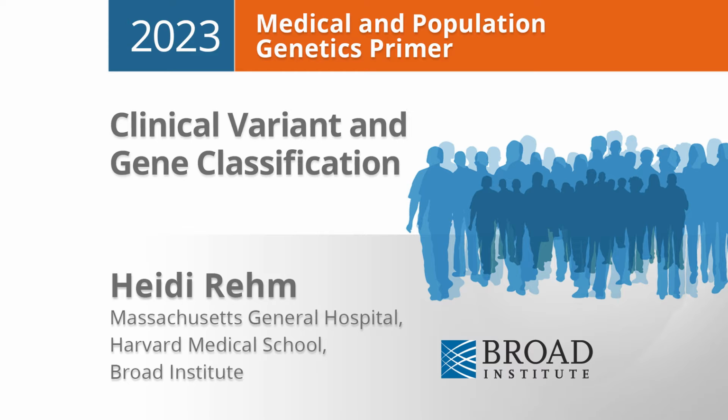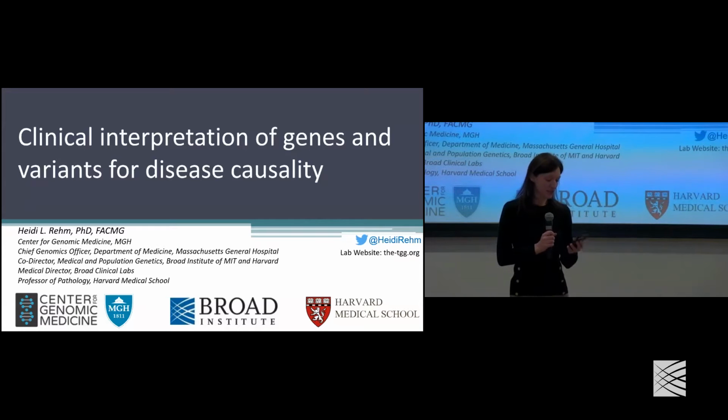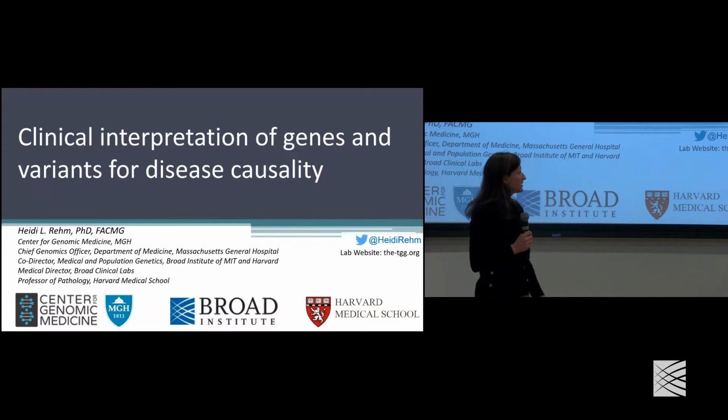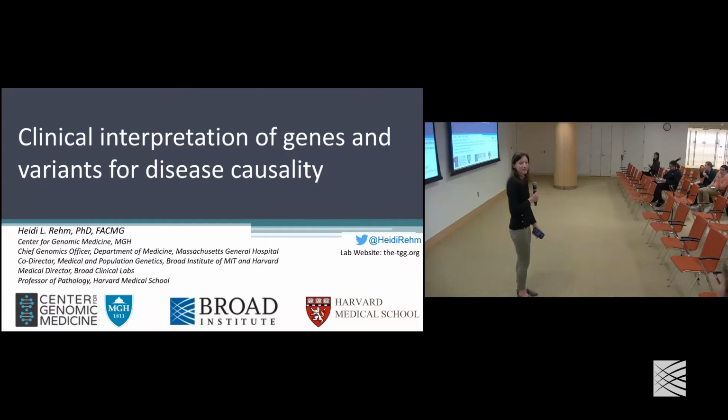We're very excited to have everyone here today for our very special speaker, Dr. Heidi Rehm. She's an investigator in the Center for Genomic Medicine at MGH, co-director of the program in Medical and Population Genetics at the Broad Institute, as well as medical and clinical lab director at Broad Clinical Laboratories. She's also the chief genomics officer at MGH and professor of pathology at Harvard Medical School. Her wide-ranging work is focused on discovering causes of rare disease and building resources to support the integration of genomics into medical practice. We are very lucky to have her here today to speak about the clinical interpretation of genes and variants for disease causality, which is such an essential part of translating all of our genomic discoveries to patients. So thank you so much.